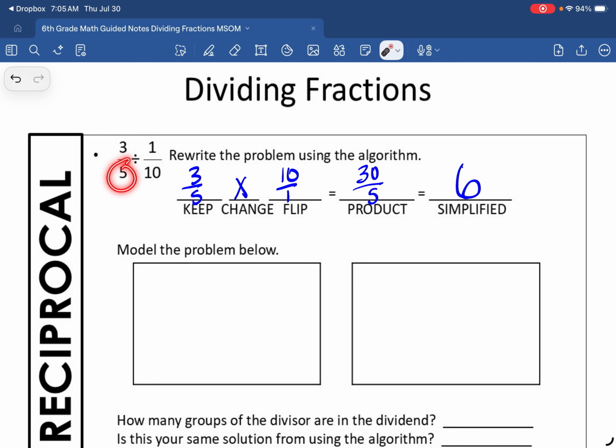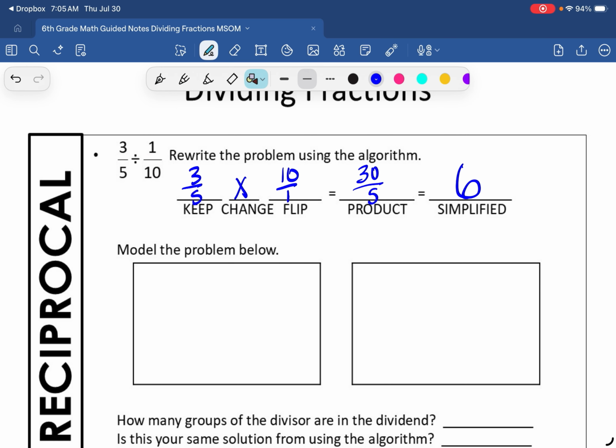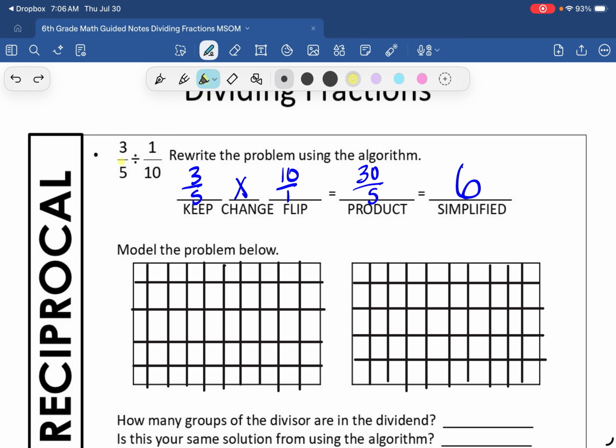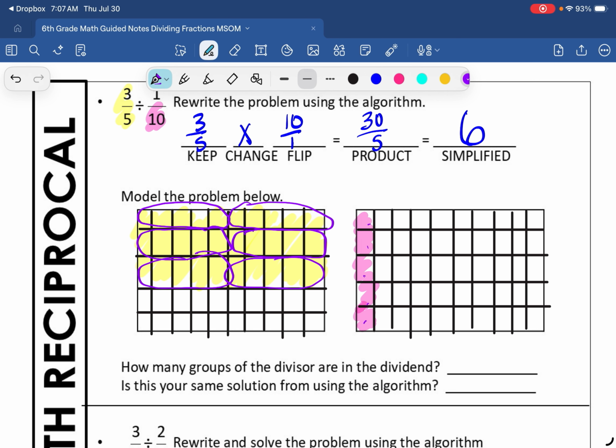So we will draw 5ths one direction and 10ths the other direction. My 5ths are going horizontally. So let's mark 3/5 as my dividend. So we'll mark one group of 1/10. So let's circle groups of 5 on my dividend. 1, 2, 3... I circled 6 groups. Is this your same solution from using the algorithm?